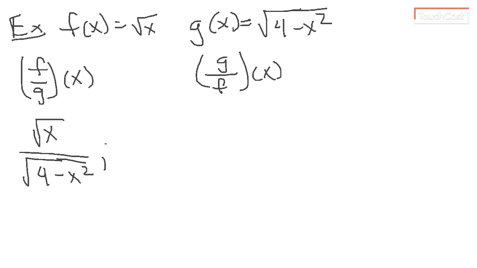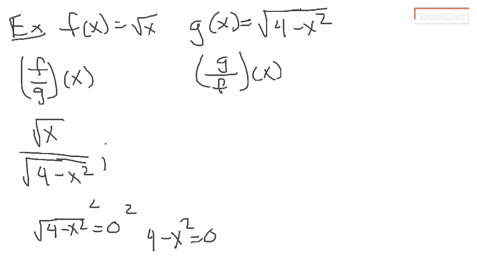Now, to find the domain of this quotient function, all we need to do is know what values of x will make our denominator equal to 0. The only way to do that is take our denominator, square root of 4 minus x squared, and set it equal to 0. So we could square both sides, and we'd get 4 minus x squared equals 0.